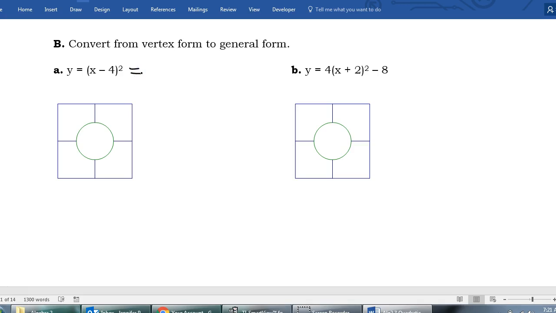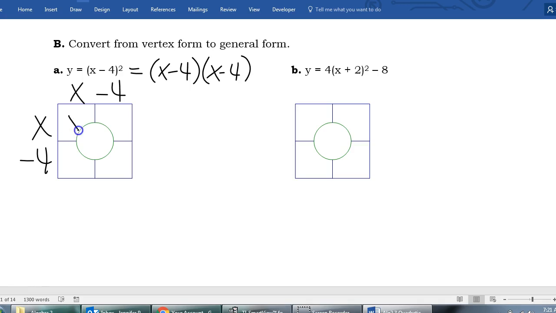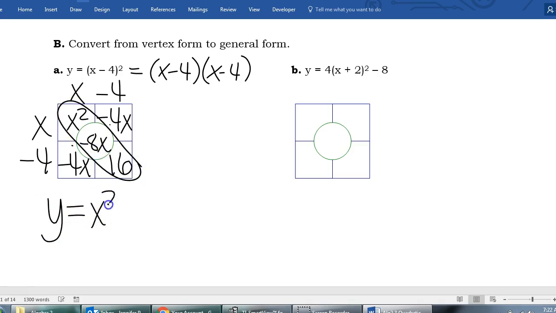Because x minus 4 squared really just means you have x minus 4 twice. So I'm going to label x minus 4 once and x minus 4 twice, and then I'm going to distribute or FOIL out. I have x times x, x times negative 4, x times negative 4. Negative 4 times negative 4 is positive 16. And then my like terms here and here, a negative 4 and a negative 4 makes a negative 8. X stays x. And we have our general form along the diagonal there.